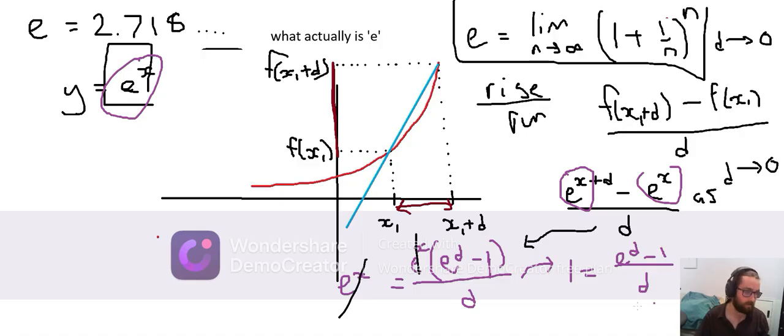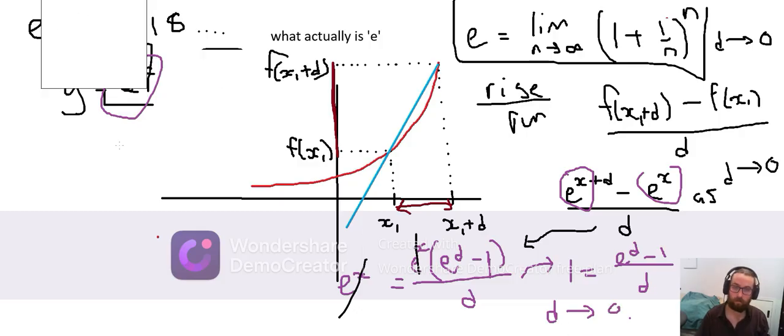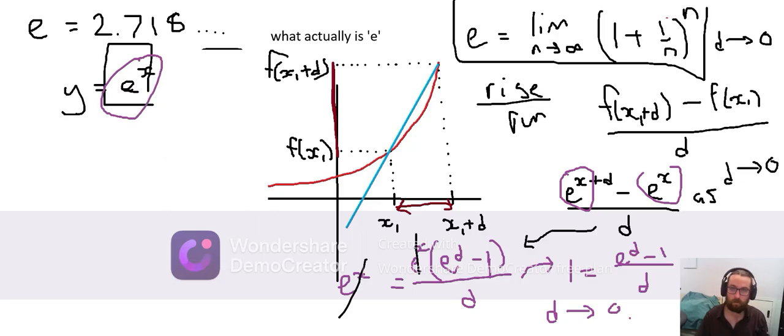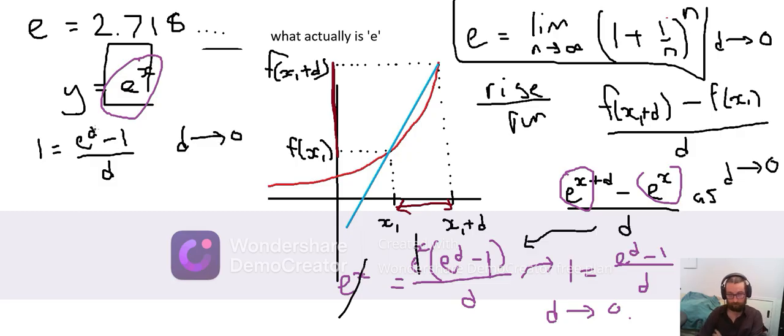And again, all this is as d approaches 0. It's important to emphasize that. Alright, let's jump over to the other side now. I'm going to jump here, and I'll rewrite that here. So we've got 1 is equal to e to the power of d, take 1 over d as d approaches 0. Let's do some more algebra.